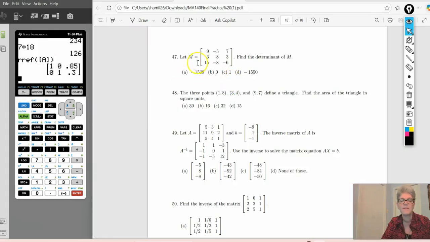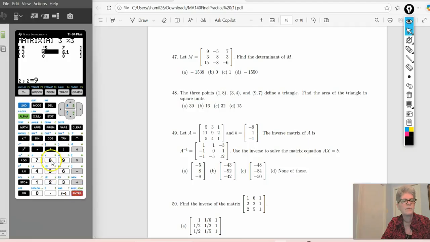So let's define this matrix in our calculator. Second, get into the matrix menu, go over to the editor. We have a 3 by 3, and I'm just calling it A because the letters don't go down to M. So I'm just going to overwrite everything. You have to put them in row by row.